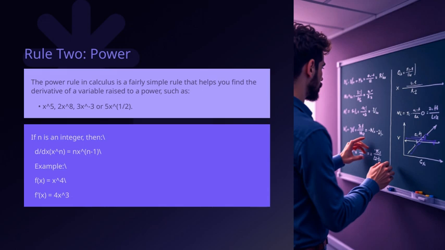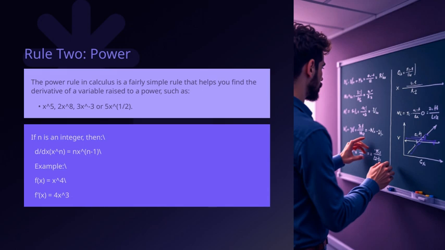In simple terms, the power rule tells us that when we're differentiating a variable raised to any power, we multiply by that power and then subtract 1 from the exponent. It's a straightforward but powerful rule that simplifies finding derivatives of many functions involving powers of x.